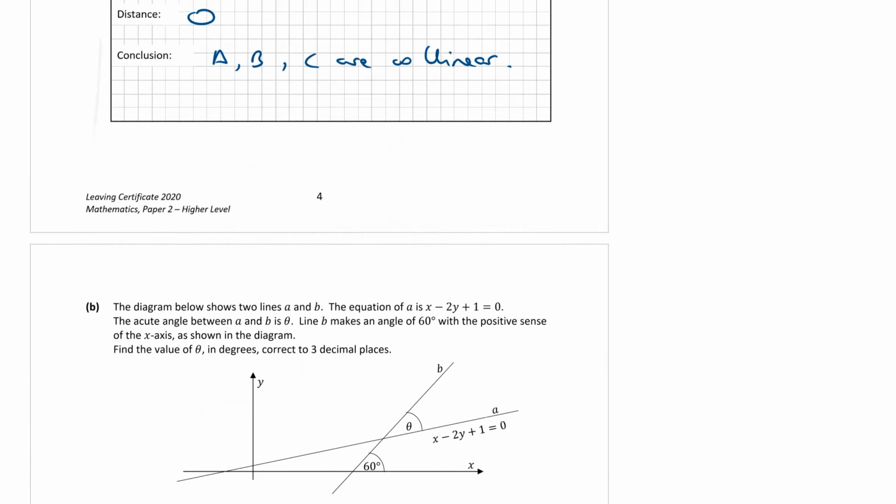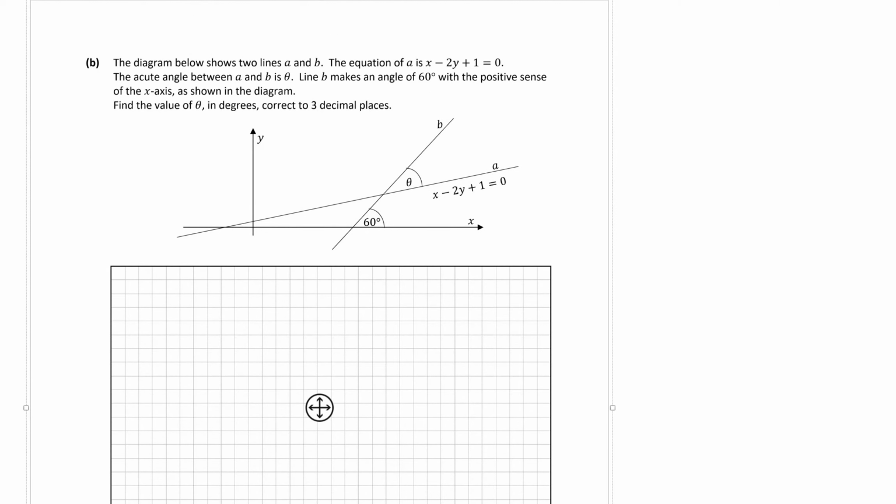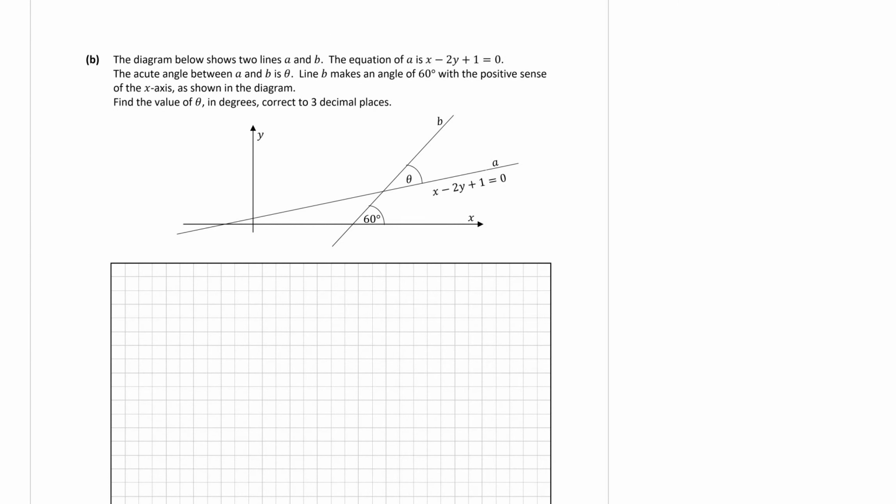Okay, so now we're going to look at the next question. You've got a diagram with 2 lines, A and B. So we've got A and we've got B, and we're asked to find theta here, which is the angle in between those 2 lines. Find the value of theta correct to 3 decimal places. Okay, let's have a look at a few things that we do know. There is a formula in the tables to find the angle in between 2 lines when you know the slope of the lines.